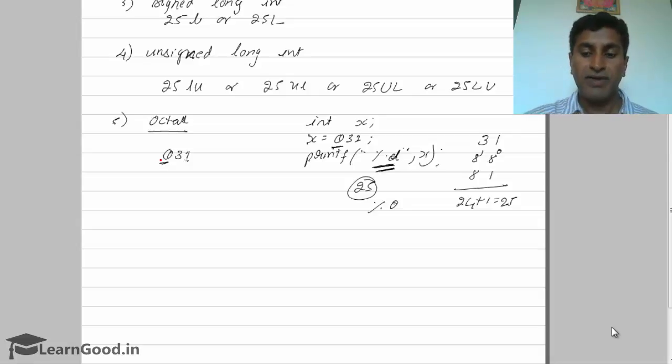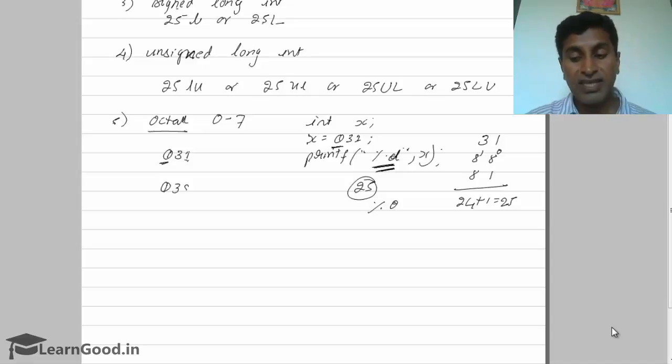Now octal values range only from 0 to 7. There are only 8 digits. So in that case, you cannot give a value like 038 or 039. 8 is not a valid digit, so the compiler will raise an error message for this. If your prefix is 0, the digits should range only from 0 to 7. That's going to be octal data.